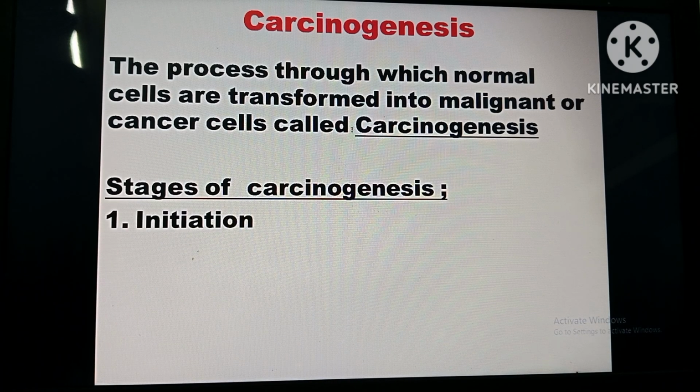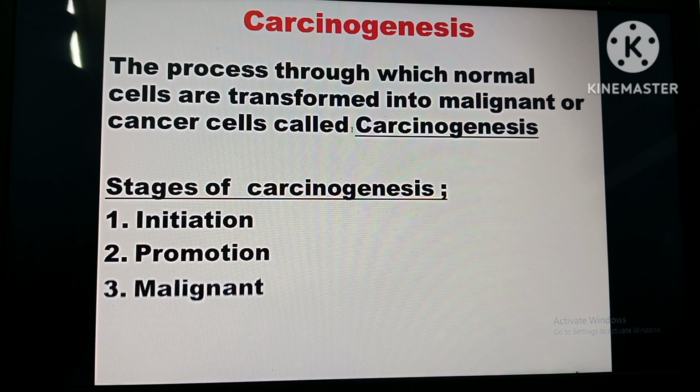The first stage is initiation. The second stage is promotion. The third stage is the malignant stage. And the fourth one is progression. So what is the meaning of the stage of initiation? It means entry of carcinogens. Carcinogens means cancer producing agents.